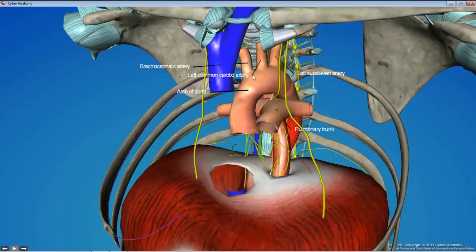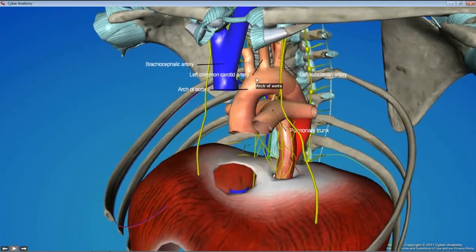But if you do, and you get this sort of space to work with, you should be able to identify these three large arteries coming off of the arch of the aorta. And probably, depending on how the heart removal went, you might have a little bit or a lot of the pulmonary trunk and its branches.